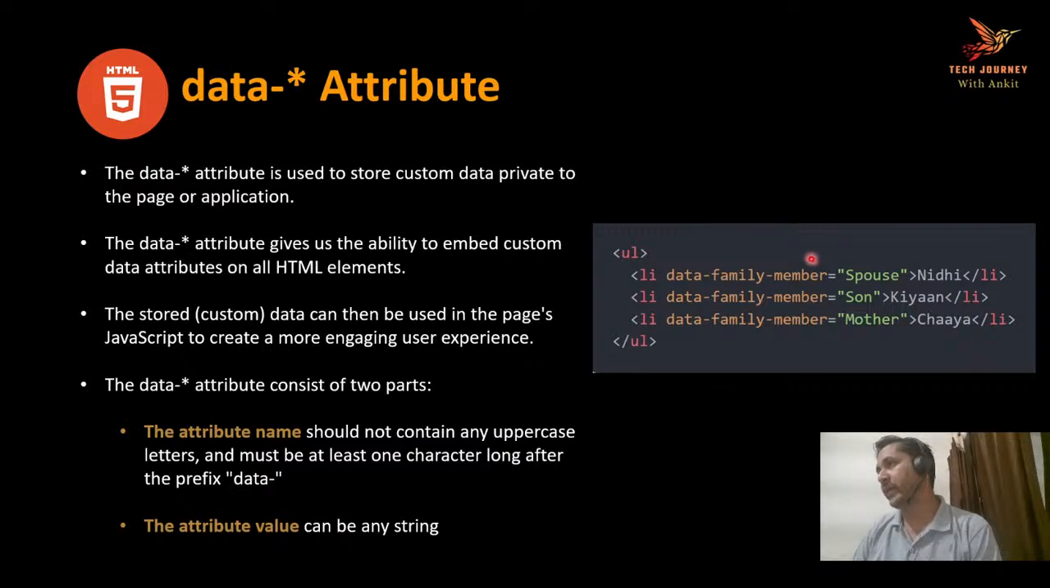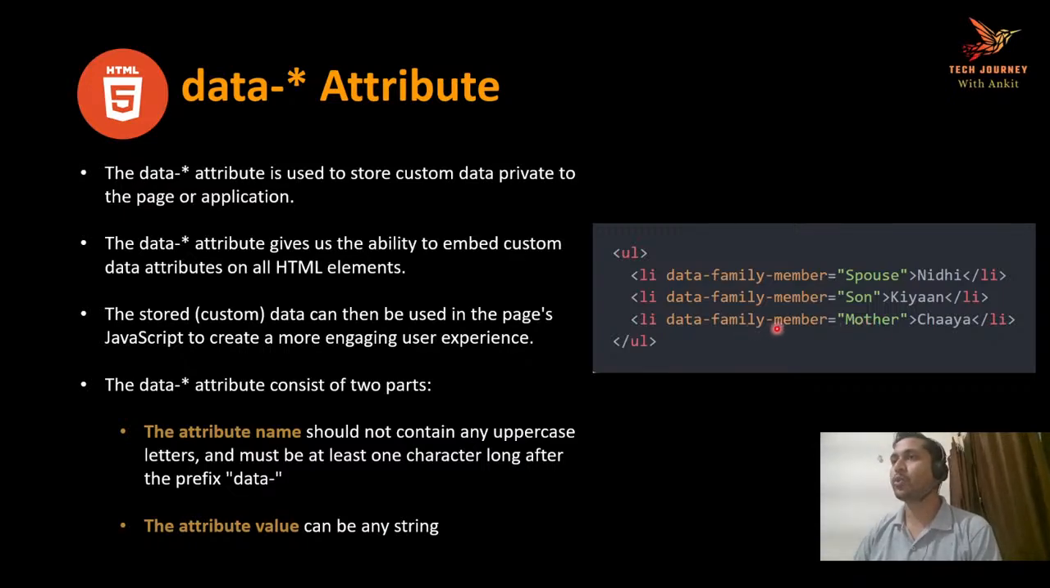In the LWC documentation, you might have seen that they are using data-id or data-name or the dataset. These are the different data attributes that they are using. Again, you can give a value to the data attribute. For example, here I have given the value as spouse, and this is the value, Nidhi. So what this attribute says is that Nidhi is nothing but the spouse of the family member. Kian is nothing but the son of the family member. Chaya is nothing but the mother of the family member.